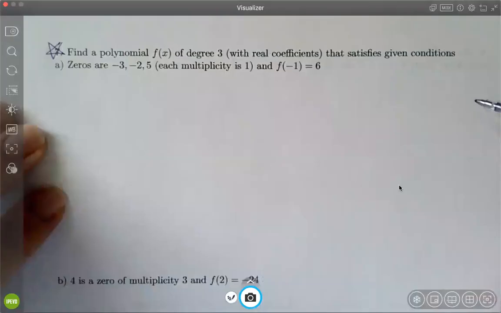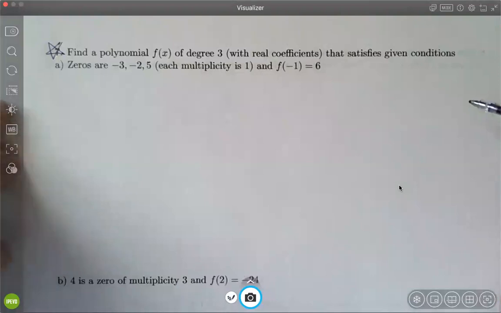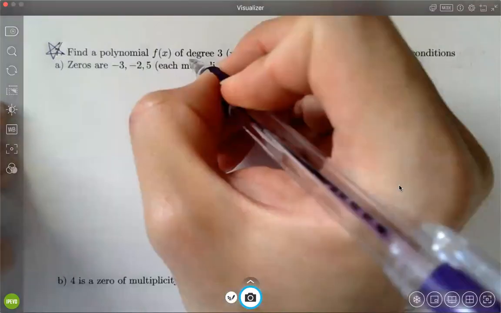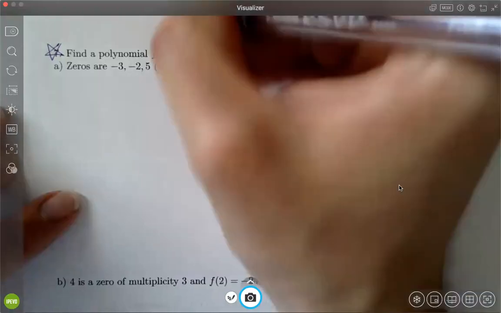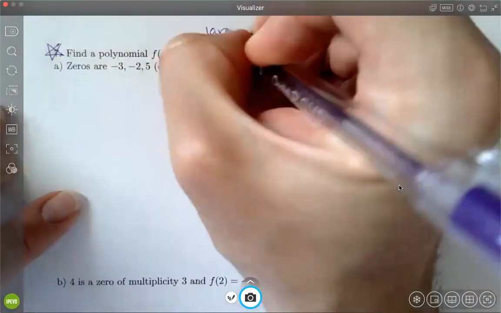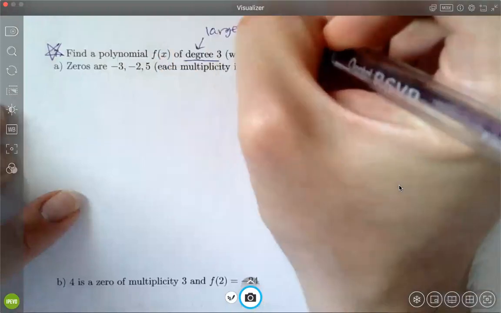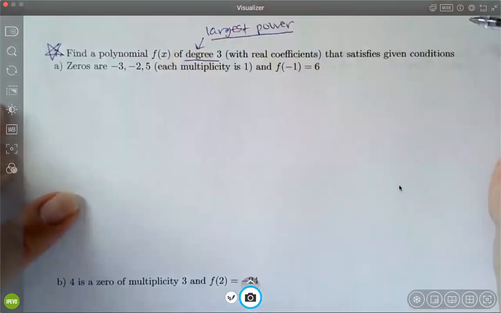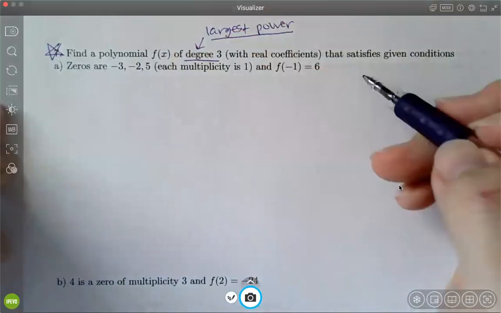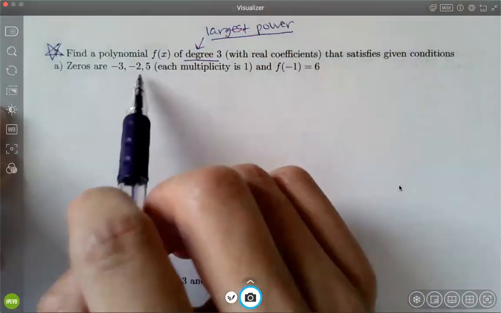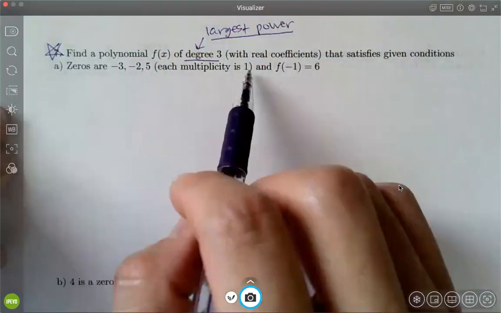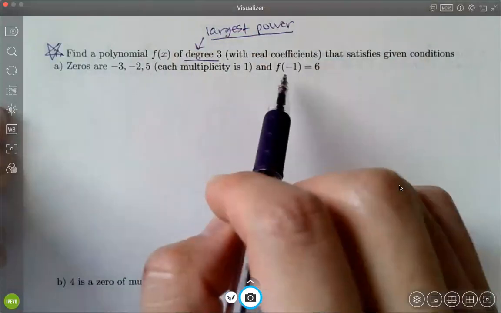Find a polynomial f of x of degree 3. Okay, so now here we see a word that maybe you haven't heard before. I will mention what the degree means in the next section, but the degree means the largest exponent. So basically the largest power has to be 3 for f of x that satisfies the given conditions. Part A. Zeros are -3, -2, and 5. Each multiplicity is 1, and f of -1 is equal to 6.